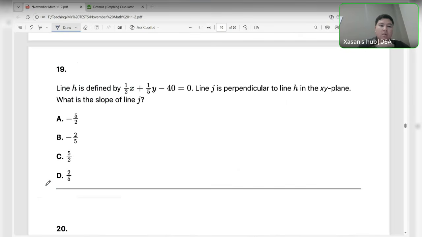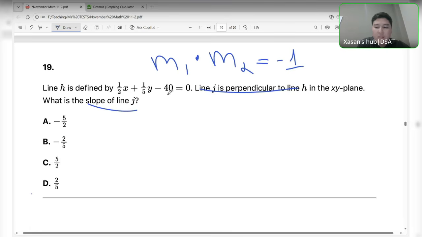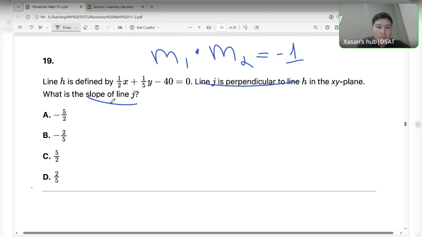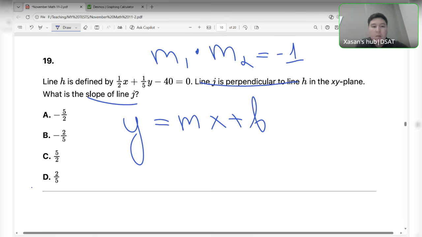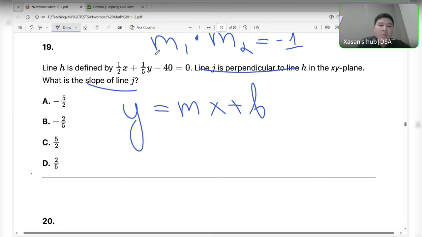Question 19. Line H is defined by this equation. Line J is perpendicular to line H in the xy plane. What is the slope of line J? Guys, that's also a concept you must know: when lines are perpendicular, the product of their slopes, m1 multiplied by m2, must be negative 1. First, we have to find the slope of this line, so you write this equation in the form y equals mx plus b. We can also do it with decimals, by writing these equations and getting 2 points.